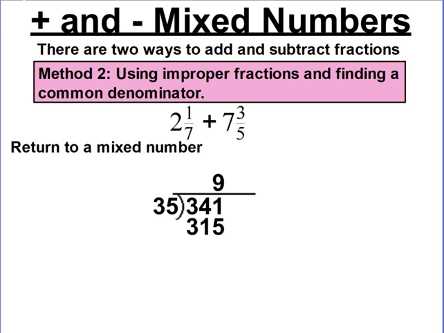So we do our subtraction next. And 341 minus 315 is 26. So we're going to stop there. We're not going to add a decimal point. We're not going to add a 0. We have our 3 numbers that we can use to make a mixed number.